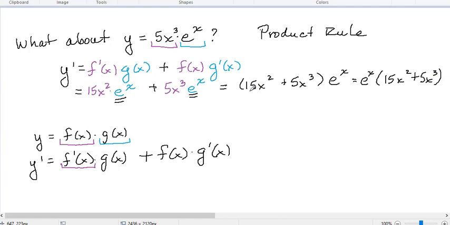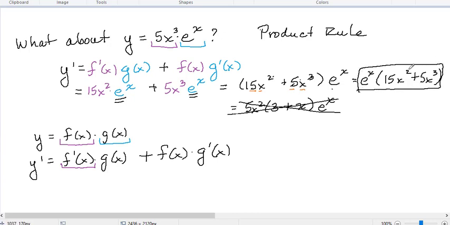Some of you will be wondering, well, why don't you factor out a 5 and an x squared? You can. You could factor out a 5x squared. That would leave 3 from the first term plus x from the second term, and then have your e to the x. But it turns out that this is harder to work with, so we don't usually do that. We just keep the e part factored out, and we keep the polynomial part all together. But WebAssign will accept any of those formats.